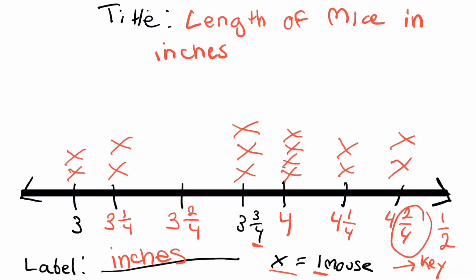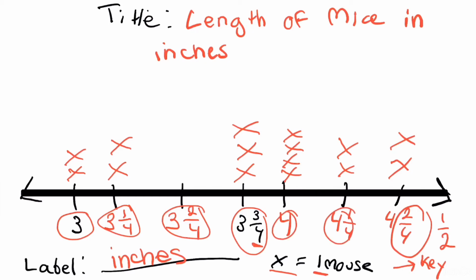Okay, so that is how you make one of these graphs. These here are called the tick marks. And then the X's represent how many in each category.